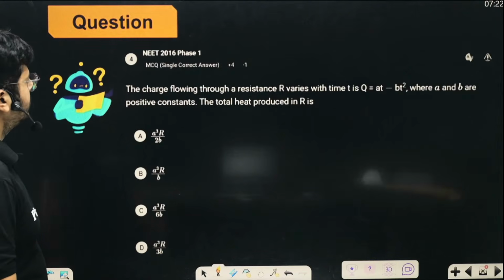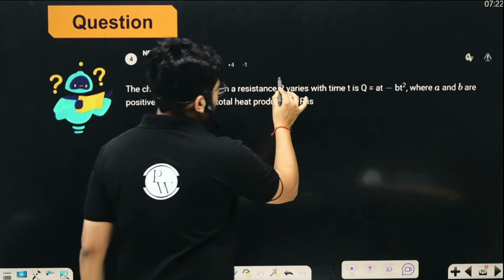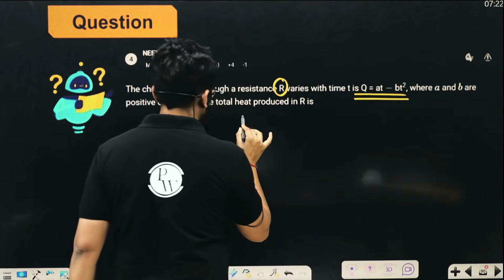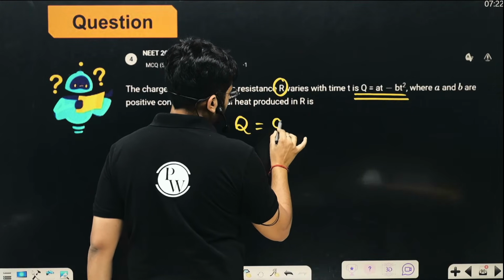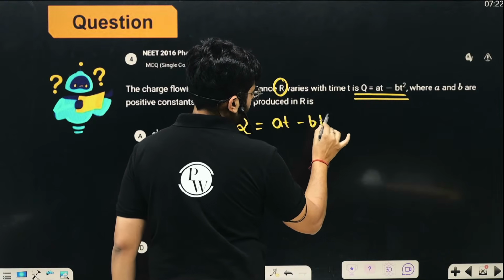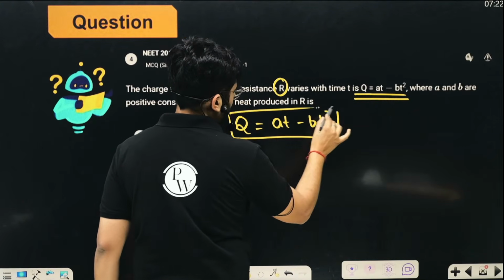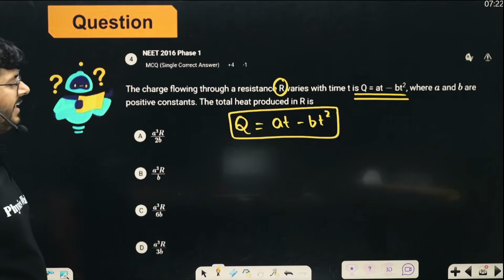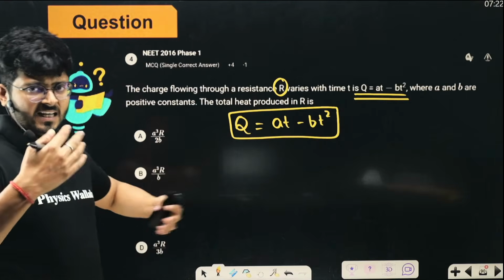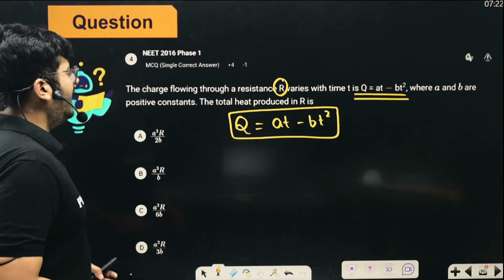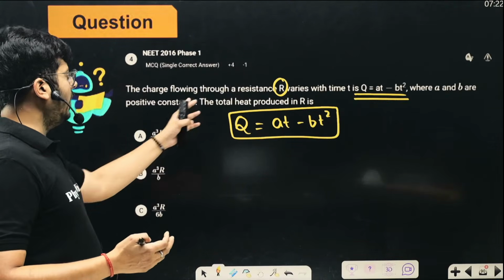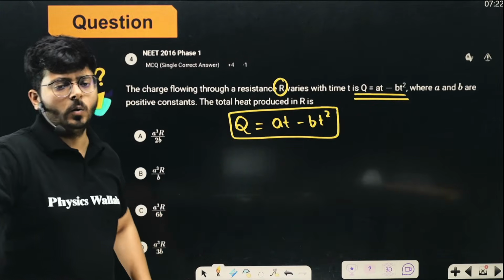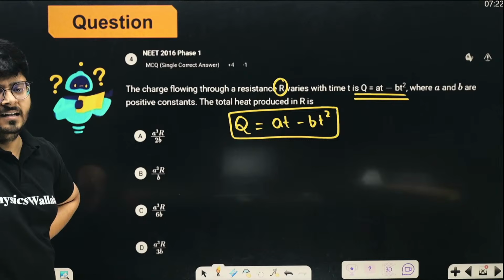Okay. So the charge flowing through the resistance R varies with the time t following this equation: q = at minus bt square. The charge is varying with time, right? Where a and b are positive constants. What will be the total heat produced across that resistance?